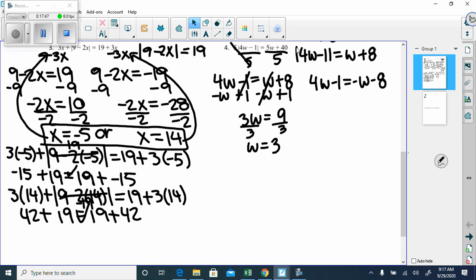Now we come over here, same idea. So maybe we move the 1 first again. This time, negative 8 plus 1 is going to leave me with, good. Now I got to move this w over here by adding. And 4 plus 1 gives me 5w, right? And then we divide by 5. So we end up with w equals negative 7 over 5.